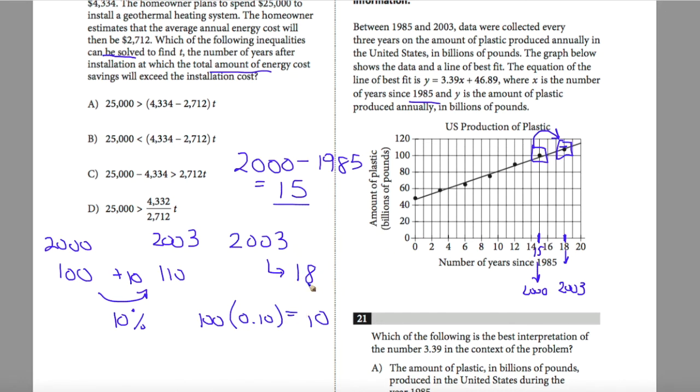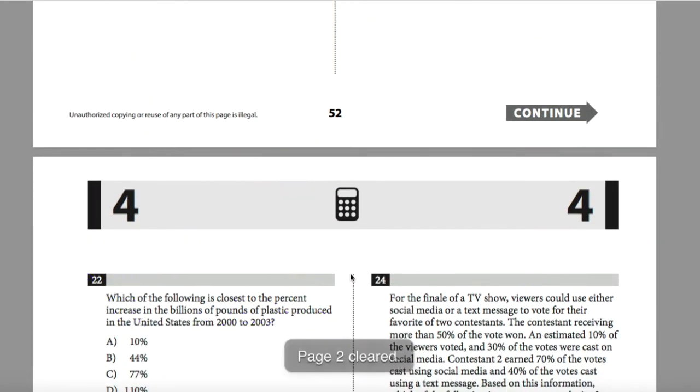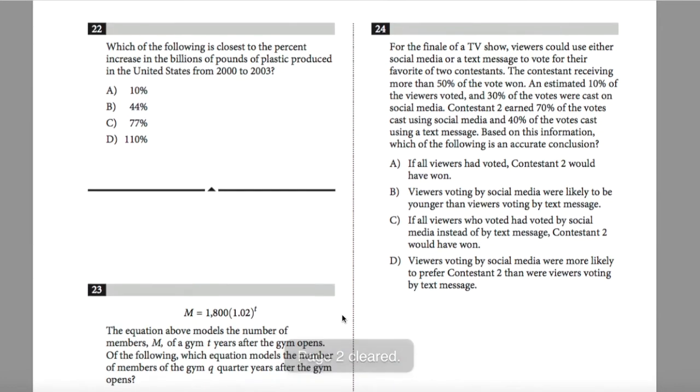Let's go back to the other problem. Let's scroll down, that way you can see it. So let's clear this, that way you guys can have that. And for problem 22 then, A should be my best possible answer because it will be a 10% increase going from my 100 to 110.